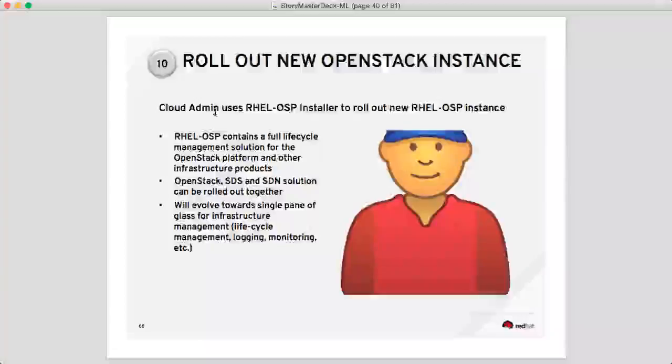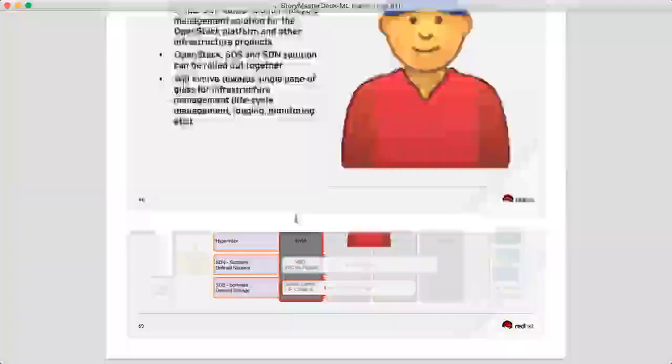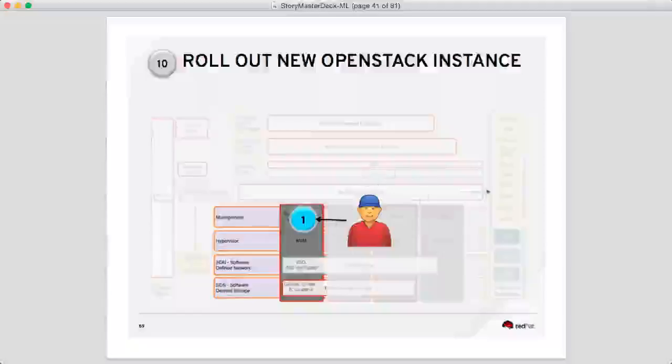This means logging is centralized in it, the full lifecycle management is centralized in it, and we can do centralized monitoring there. This is why it changes its name from OpenStack Installer to OpenStack Director. So really, here the cloud admin uses the management tools that come with Roll OSP to roll out a new OpenStack instance.